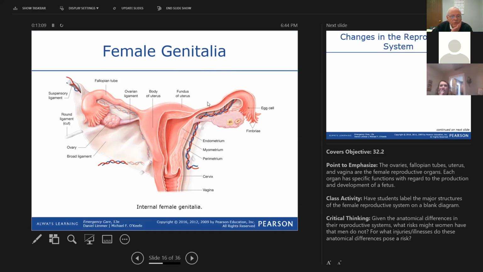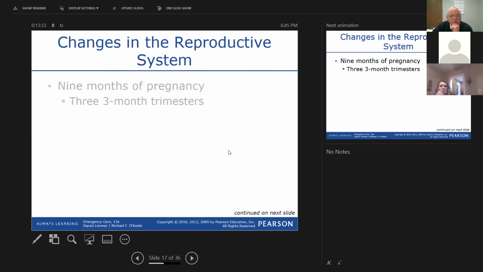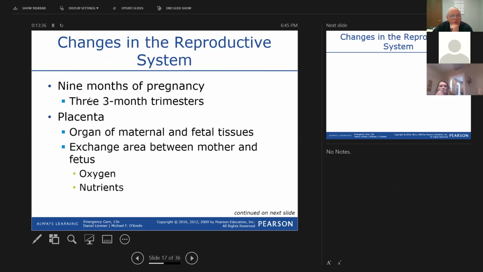So again, fallopian tubes, uterus, fundus means the top of it. And then the cervix is the opening to the uterus from the vagina. This is normally pretty much closed during pregnancy. And then there'll be a mucus plug that develops right here that eventually gets expelled. But you need to know, again, the anatomy of pregnancy. Some of the changes that mom goes through: pregnancy is 9 months, 40 weeks, and we break it down into 3 trimesters.